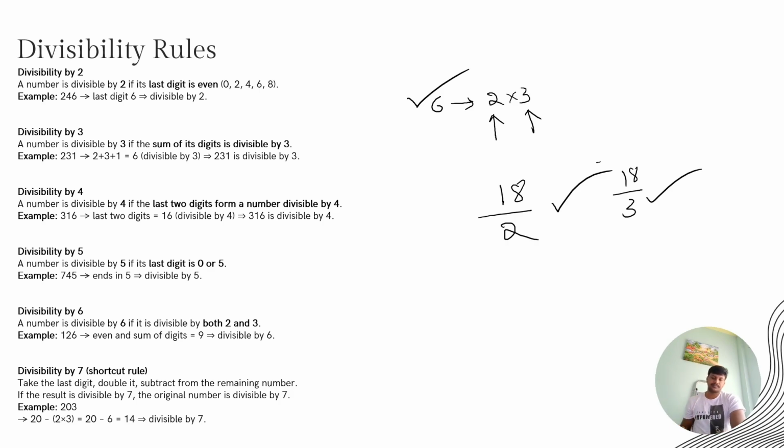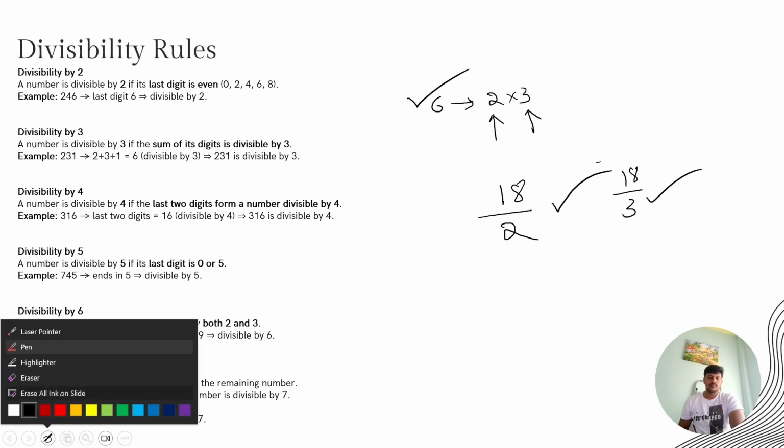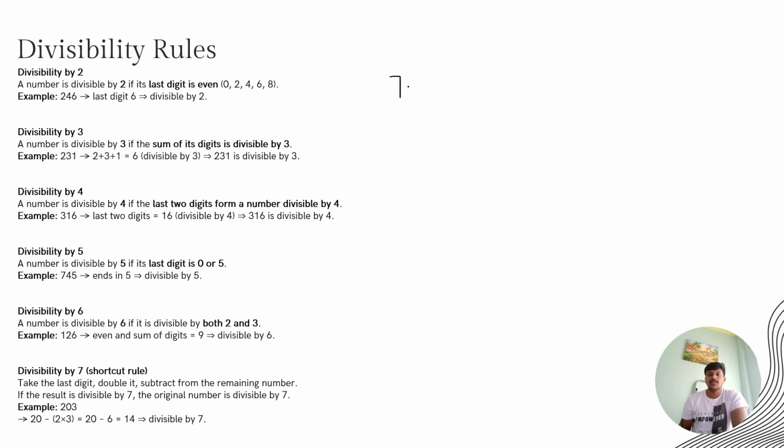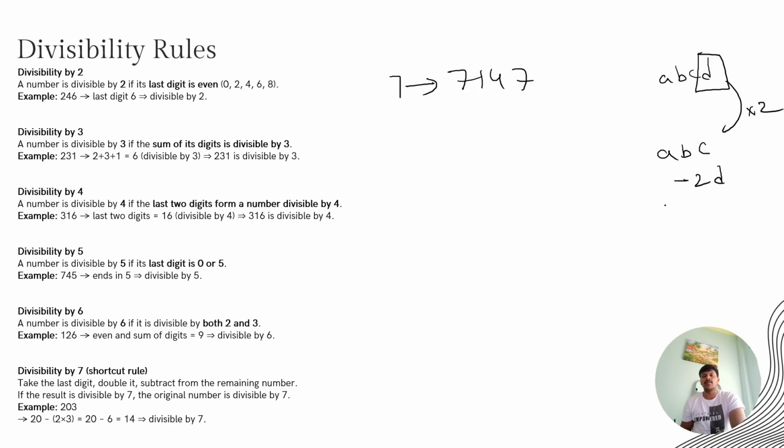Okay, now what is the rule for 7? See, the rule for 7 is kind of tricky, but it is similar to the rule of 19 also. We'll see. Let us take, I'm having 7, 1, 4, 7 like this. I want to check whether this number is divisible by 7 or not. Simple thing. Let us take the number as ABCD. What you have to do is take the last digit and multiply it by 2, that means making it double. Whatever the remaining number is, subtract this doubled number from it.